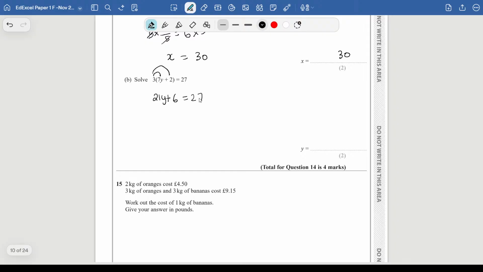This is equal to 27, and then I need to get rid of 6, so take away 6 on both sides. I have 21y remaining on the left side, and 27 take away 6 is 21. So y is 21 divided by 21, which is 1.